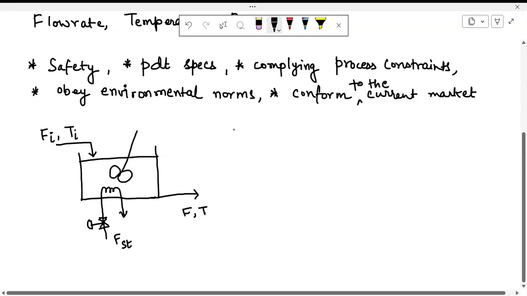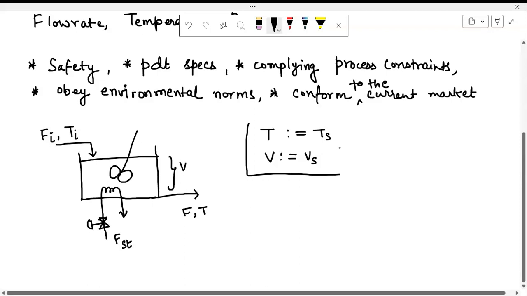Now our process objective in this case is, say we want to maintain the output temperature at Ts. We want to maintain this T at Ts or a desired value, and also the entire volume of liquid in the stirred tank should be maintained at Vs. Now let us understand what are the probable things that can take our process away from these important objectives.